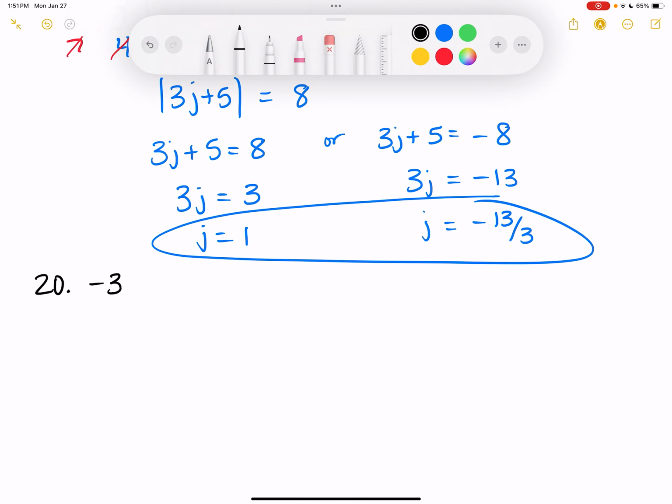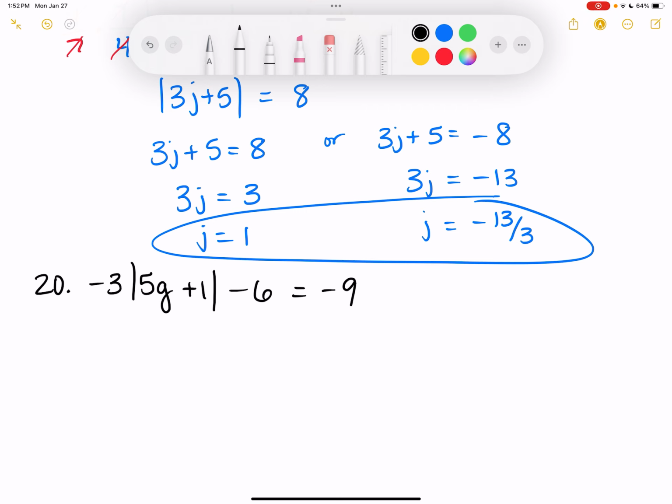Negative 3 times the absolute value of 5g plus 1, and then outside of that, minus 6 equals negative 9. So this is one like I was mentioning earlier. At the moment, this whole thing is equal to negative 9, right? If it was just the absolute value equal to negative 9, it would be no solution. But I don't know yet if I can do it. I'm going to move the stuff around and get the absolute value by itself, and then as long as it is equal to something positive, I'm good to go.